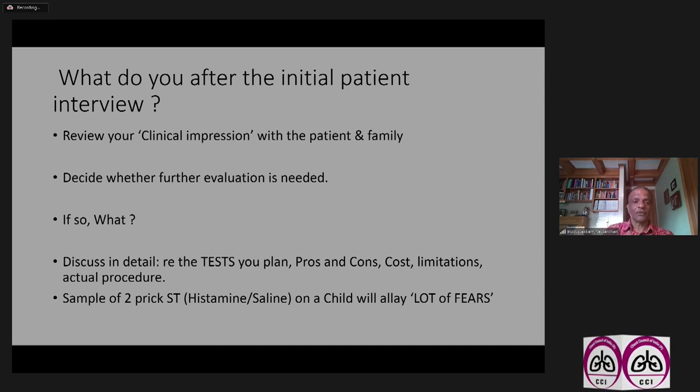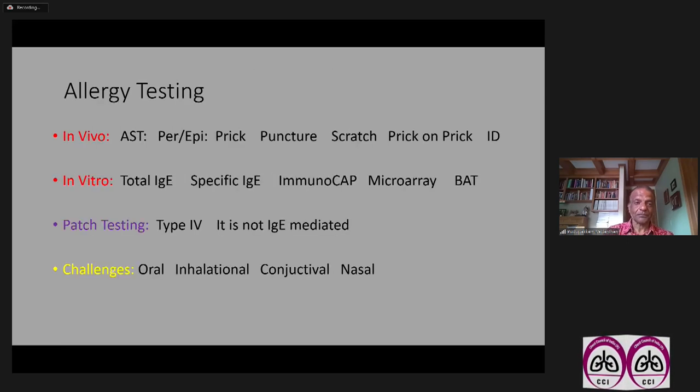So once you plan the test, you need to explain to the patient why you are doing this test. Before you touch the patient doing skin testing, you should describe what the test involves. You should also tell them what they can expect, why you're doing it, what the limitations are, and what the cost is. And if it is a very small child who is very much afraid, you can do a sample of two skin tests, and that will allay the fears a lot.